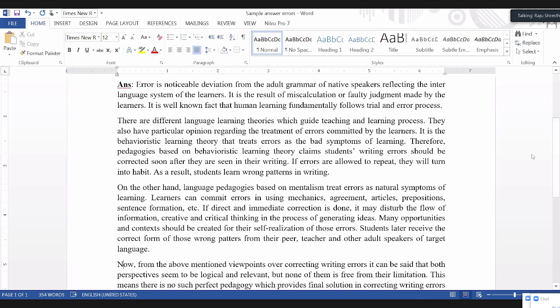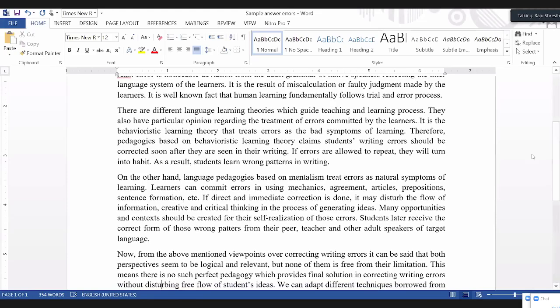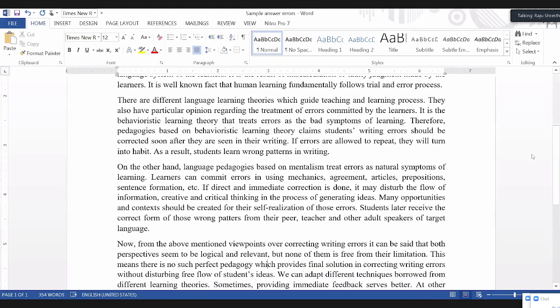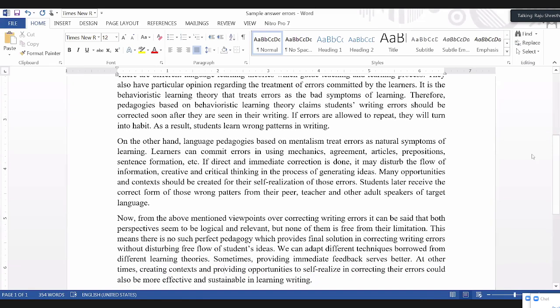Now, from the above mentioned viewpoints over correcting writing errors, it can be said that both perspectives seem to be logical, relevant, but none of them is free from limitation. This means there is no such perfect pedagogy which provides a final solution in correcting writing errors without disturbing the free flow of students' ideas. We can adapt different techniques borrowed from different learning theories. Sometimes providing immediate feedback solves better. At other times, creating context and providing opportunities to self-realize in correcting their errors could also be more effective and sustainable in learning. So in this way, this is just a sample.